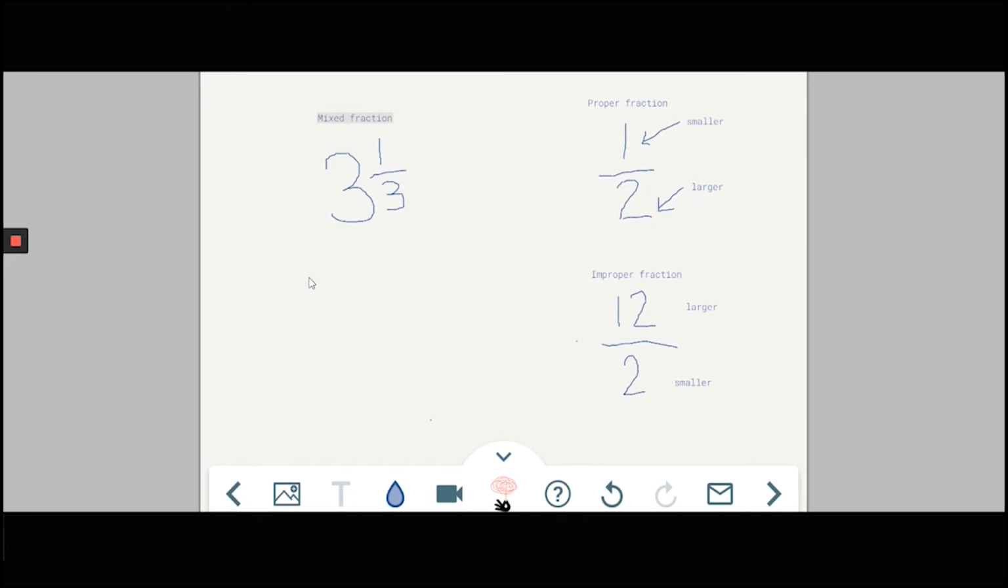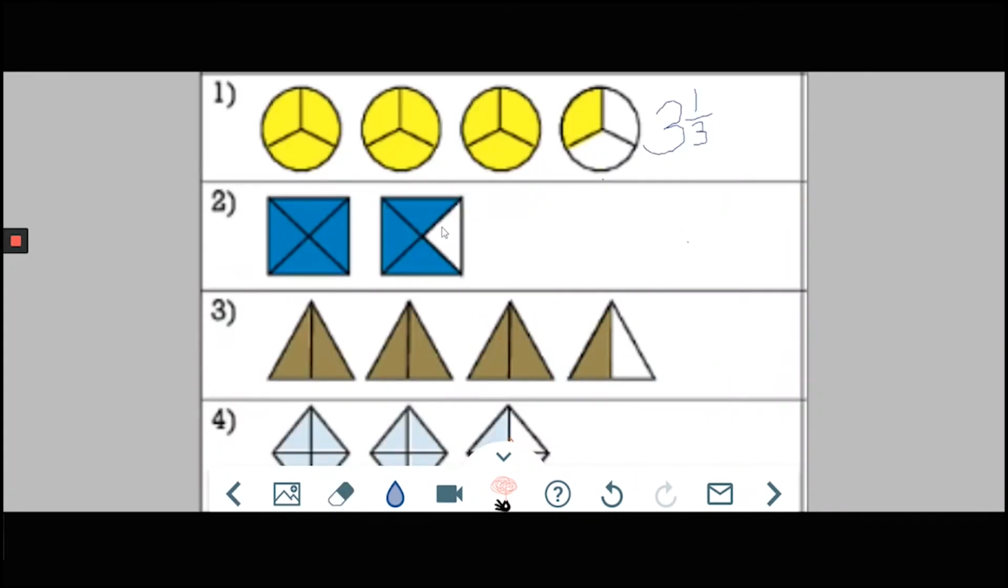Now what's different about this mixed fraction than our proper and improper fractions? This one has a whole. You've got it, exactly. So we have a whole number, and then let's take a look at the fraction side. What do you see about the fraction side? Our numerator is smaller and our denominator is the larger number.